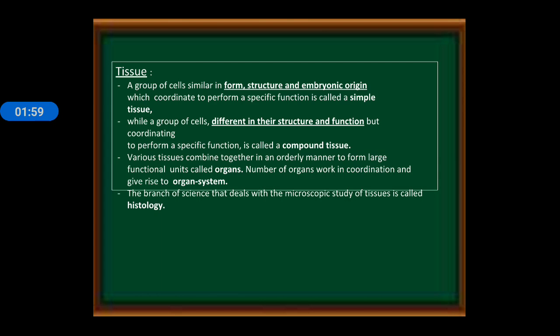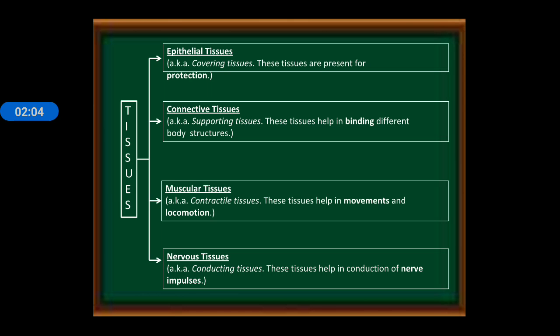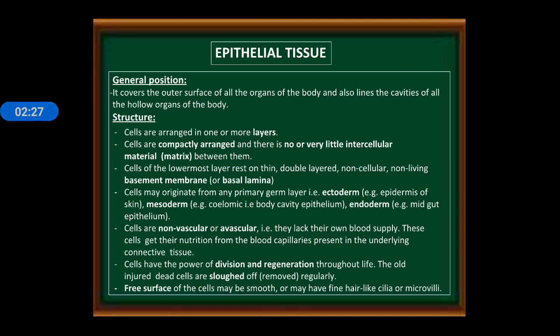The branch of biology, or the branch of science that deals with the study of tissue, is known as histology. Now there are four types of tissue, as we can see in the slide. Epithelial tissues are the covering tissues, and they are present for protection. Connective tissues help in binding, and muscular tissues help in movement and locomotion, and nervous tissues help in conduction of nerve impulses, the message from sensory neurons towards the brain, and from the brain towards the effector organ, mainly takes place with the help of these neurons.